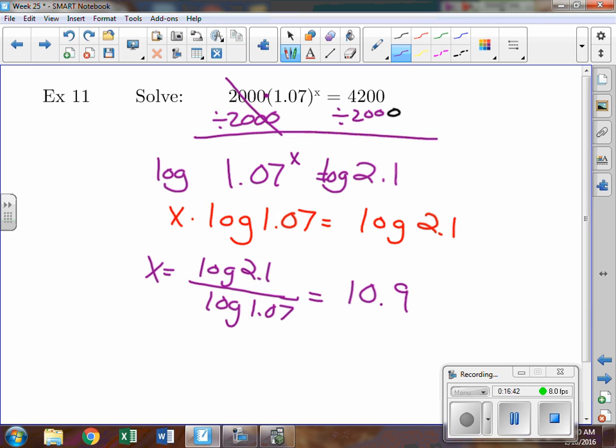All right. 10.97. Okay, if it were 10.97, the 7 will tell us to round up. So to 3 significant digits, that's 11.0. To 3 significant digits. So let me write that up then.